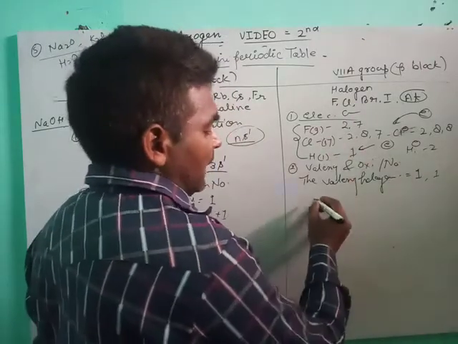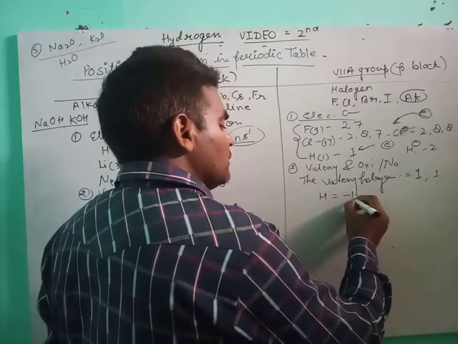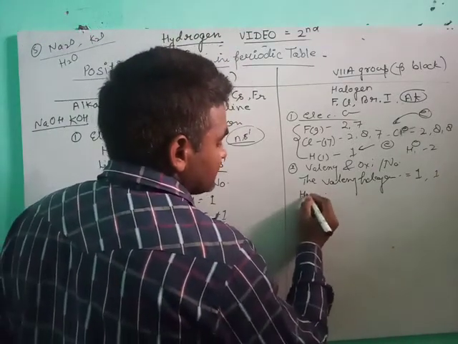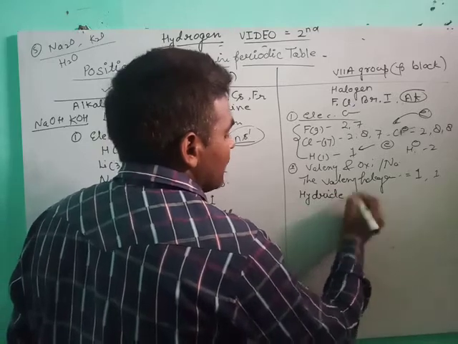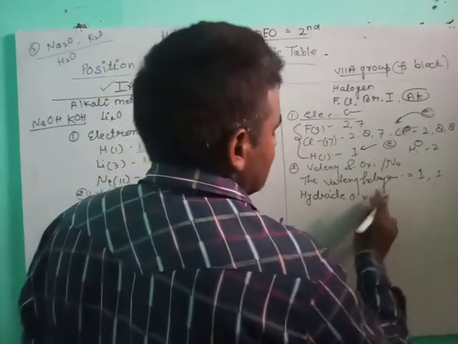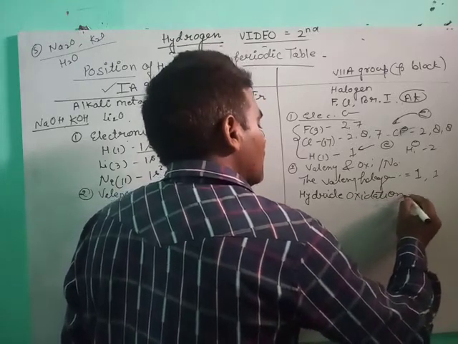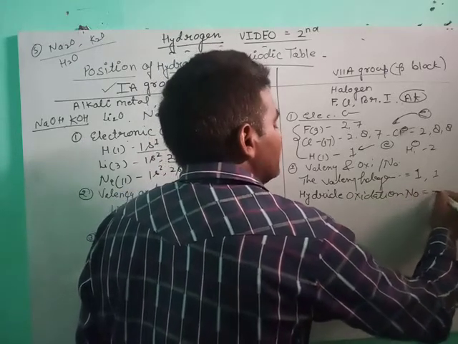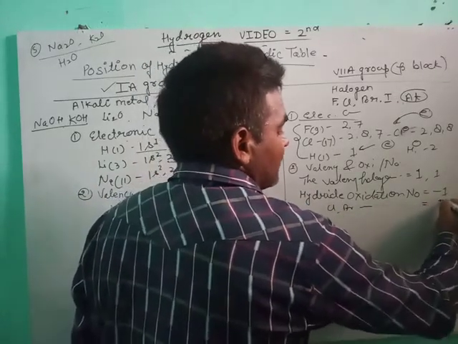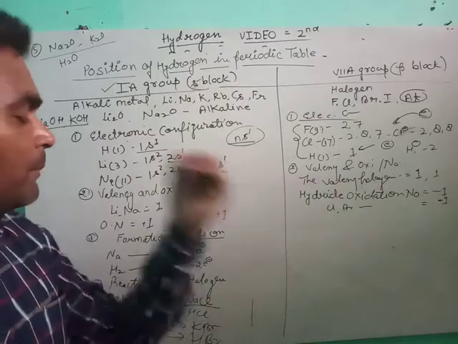And the oxidation number: in hydrides, the oxidation number of hydrogen is -1, and chlorine and bromine, meaning halogens, also have the oxidation number -1. So both elements have similar oxidation number and valency.